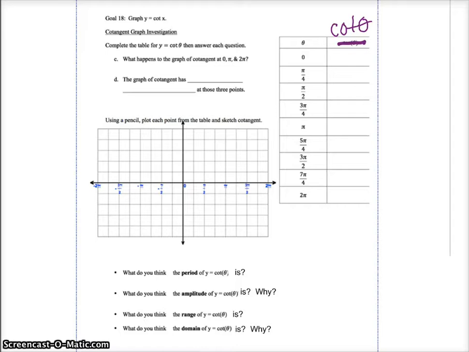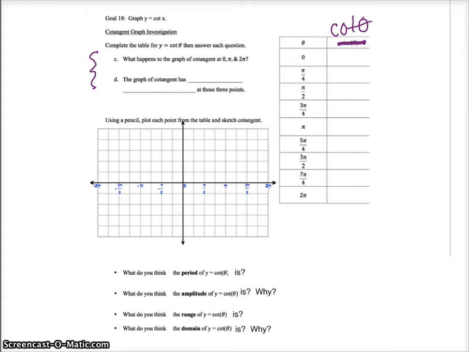And I'd like for you to complete the table and then answer questions C and D. And they're very similar to questions A and B under Goal 17. And I will help you get started. So at first this asks for the cotangent of theta when theta is equal to 0 radians.